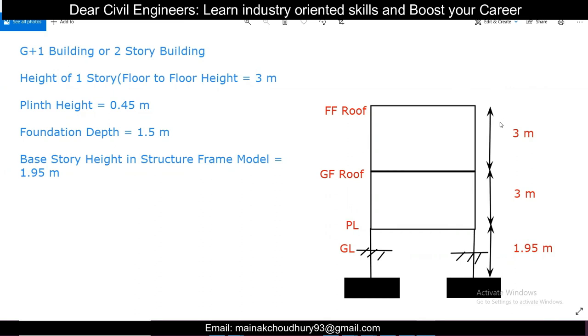So this will be done, and the plinth level is at 450 mm depth, and the foundation depth is 1.5 meter from the ground level. So total, if you see, for the bottommost base, we have 1.95 meters. So we are going to model the structure like this, and we are going to need all these details. So just for understanding, hope you are clear with that. So since you're clear, now let's get started.